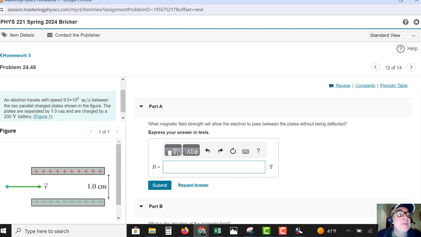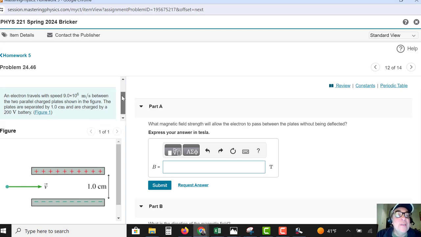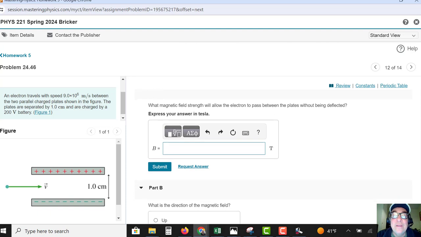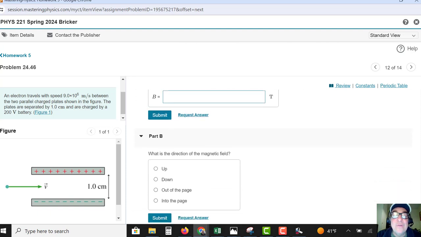Okay, so an electron travels with a speed of 9 times 10 to the 6th meters per second between these two parallel plates. The plates are separated by 1 centimeter. So basically, this electron is flying into a capacitor. The plates are separated by 1 centimeter, charged to 200 volts. Okay, good. What magnetic field strength will allow the electron to pass between the plates without being deflected? And what's the direction of the magnetic field?